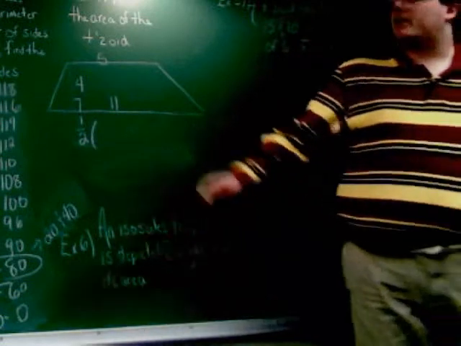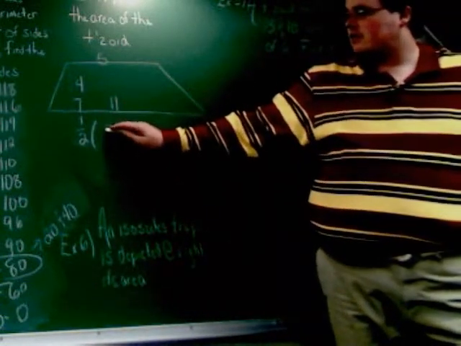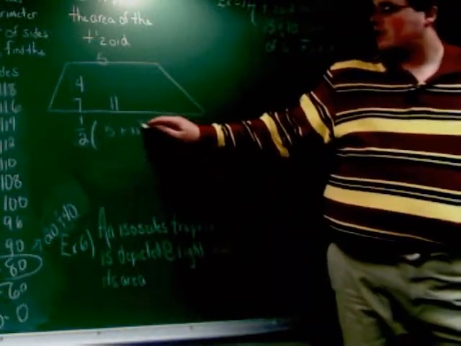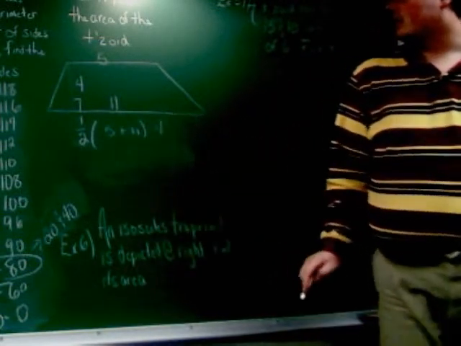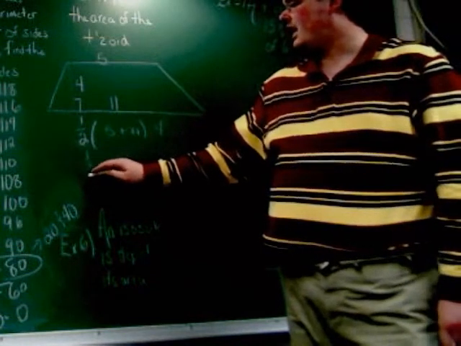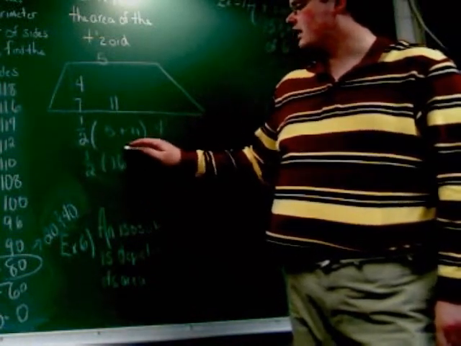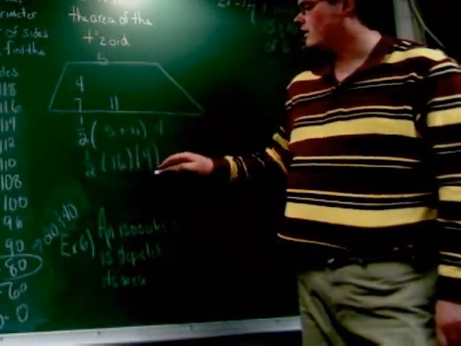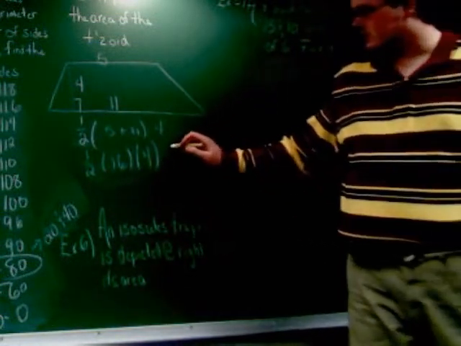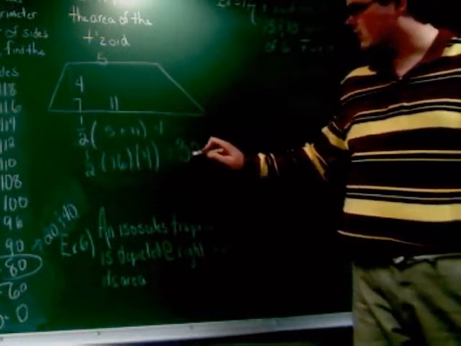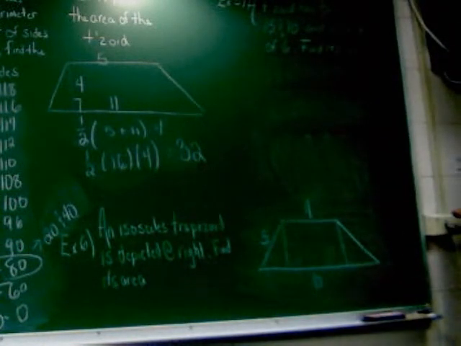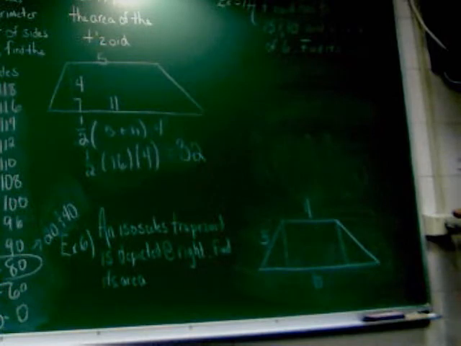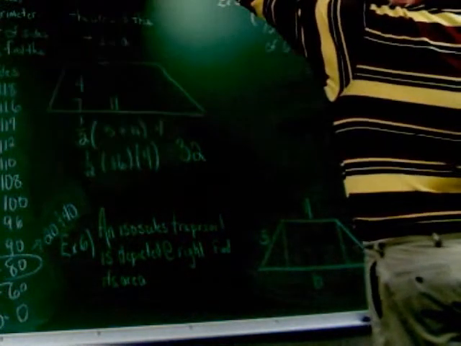Again, the bases are the parallel sides, so 5 and 11. Times the height is 4. So that's 1/2 of 16 times 4. 1/2 of 16 is 8. 8 times 4 is 32. There's your area.